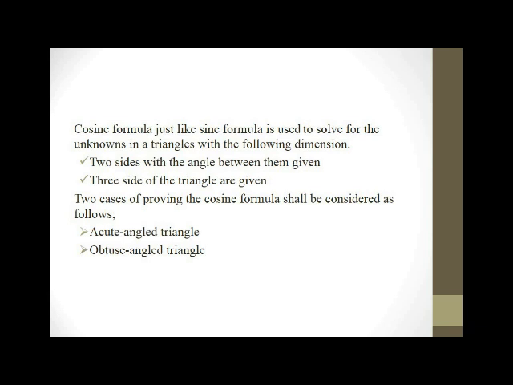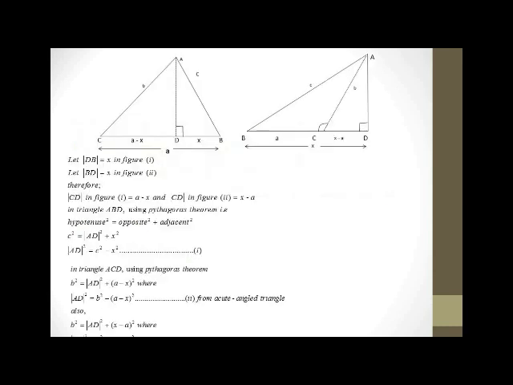Now, two cases of proving the cosine formula are going to be considered in this discussion today. That is the acute angle triangle and the obtuse angle triangle. Looking at the diagram on this page right now, this is an acute angle triangle, while this is an obtuse angle triangle.